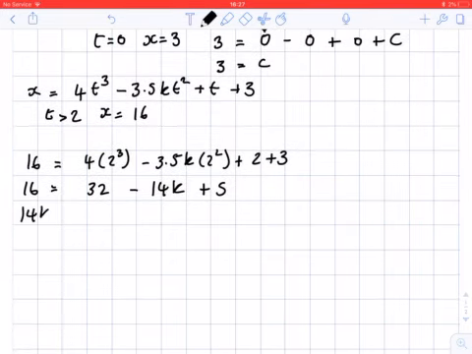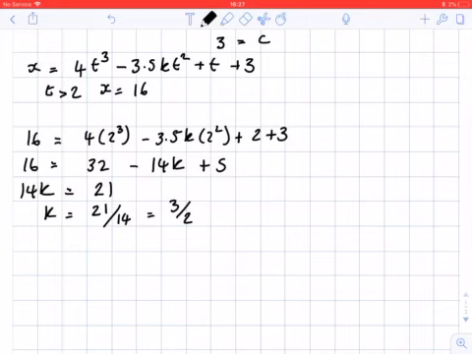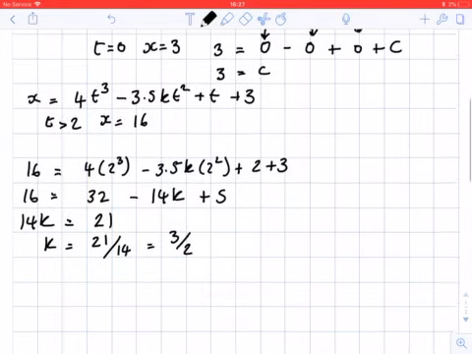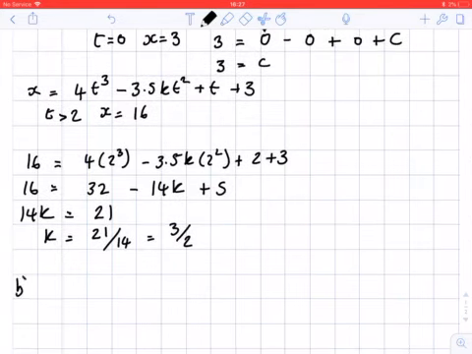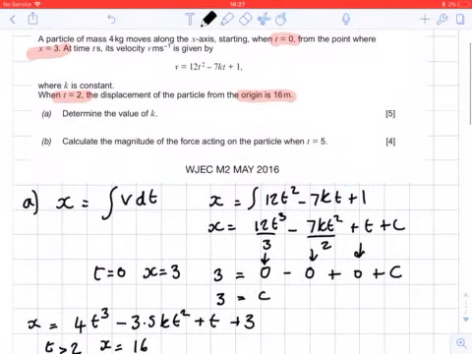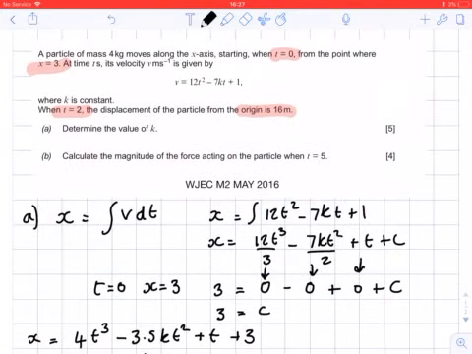Rearranging, 14k will equal 32 plus 5, which is 37, take away 16 is 21. So k comes in at 21 over 14, or if you divide through by 7, 3 over 2. So I can then state that k is 3 over 2. So that's part A. Part B then says calculate the magnitude of the force acting on the particle when t equals 5.